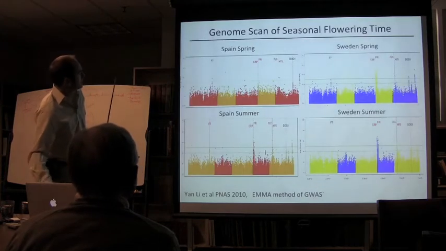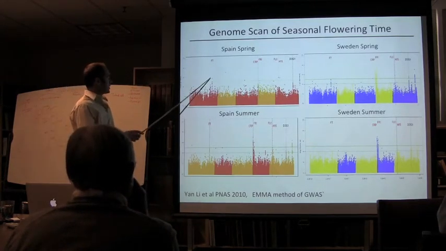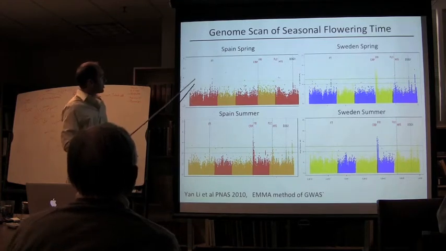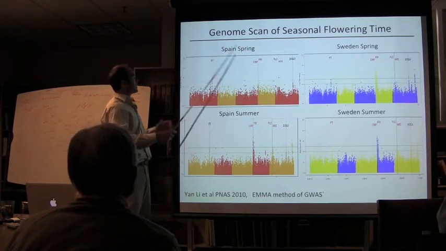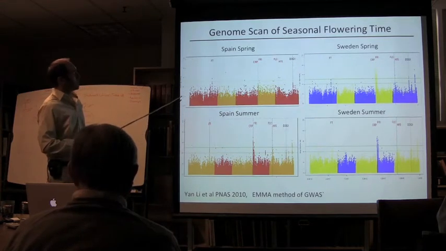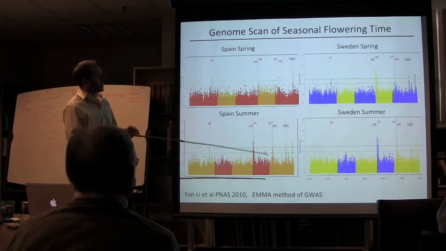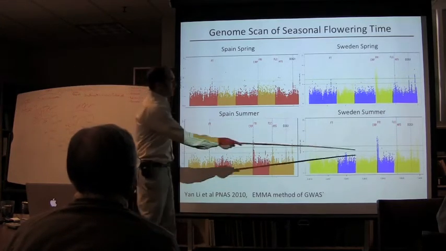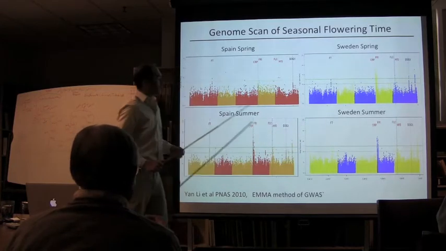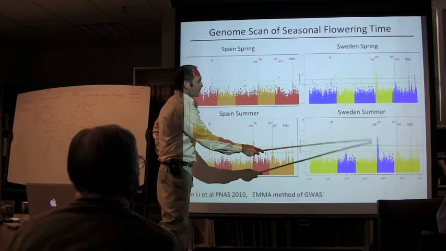And if we just look at the GWAS here, there's a locus FT that's important for spring flowering time, but not a lot else. And that's because the phenotypic distribution is really homogenized by the environment. But in Sweden summer, where there's a big separation in that genetic diversity is revealed, the common known alleles at FRIGIDA are important. Those are coming up.